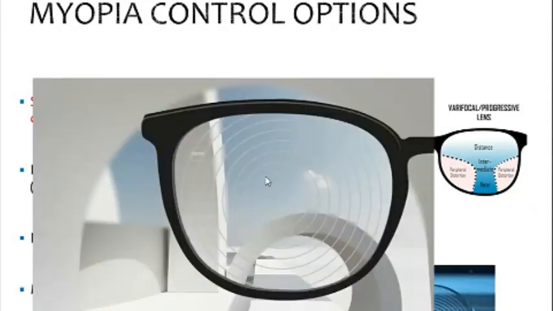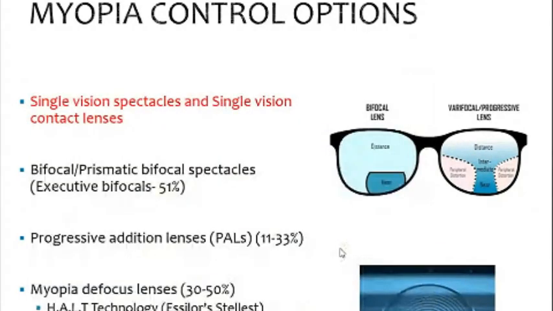Now, if you picture the lens, it will look something like this: clear zone, small rings around it, with each of these rings having tiny lenslets that have plus power that corrects the peripheral hyperopic defocus, and that's how it does myopia control. Now, what's important is in Africa currently, we do not have the DIMS.